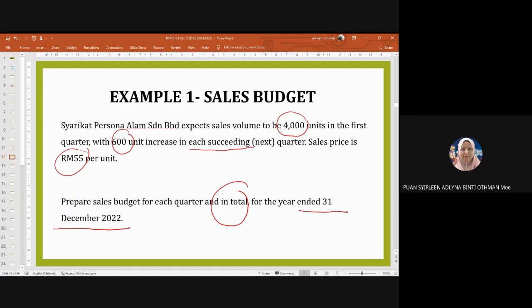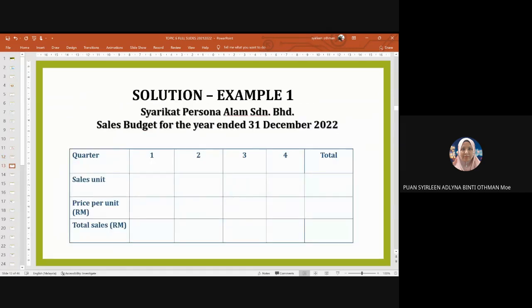Okay, dalam awak punya nota dia dah ada kotak siap-siap. Dekat tepi tu dah ada tulis. Tapi nanti bila you buat sendiri, everything on your own lah. Okay, alright. So this is your sales budget for the year ended 31st December 2022 for syarikat pesona alam Sendirian Berhad. Okay, so yang ni ialah first quarter, second quarter, third quarter and fourth quarter.